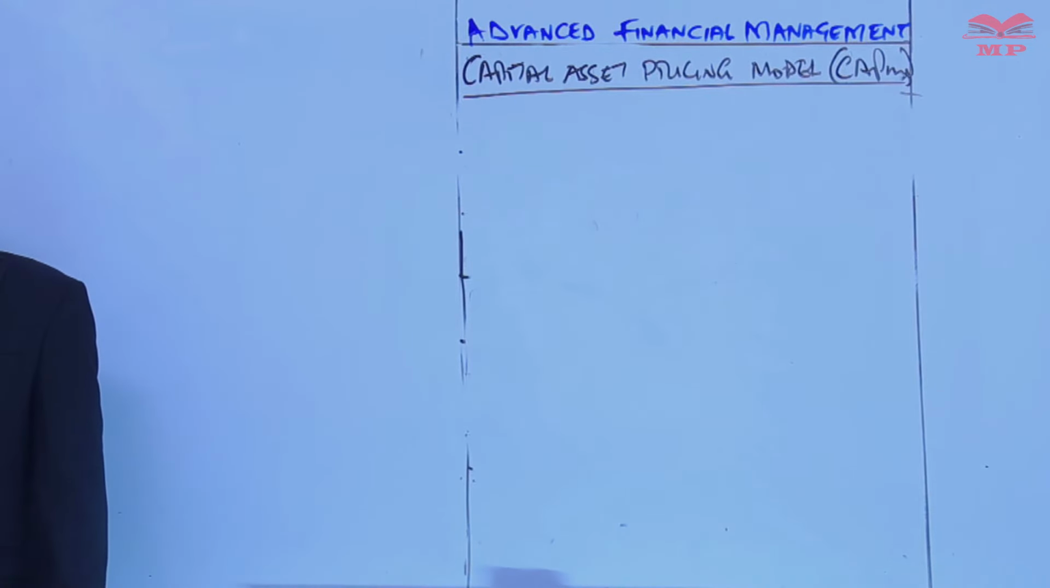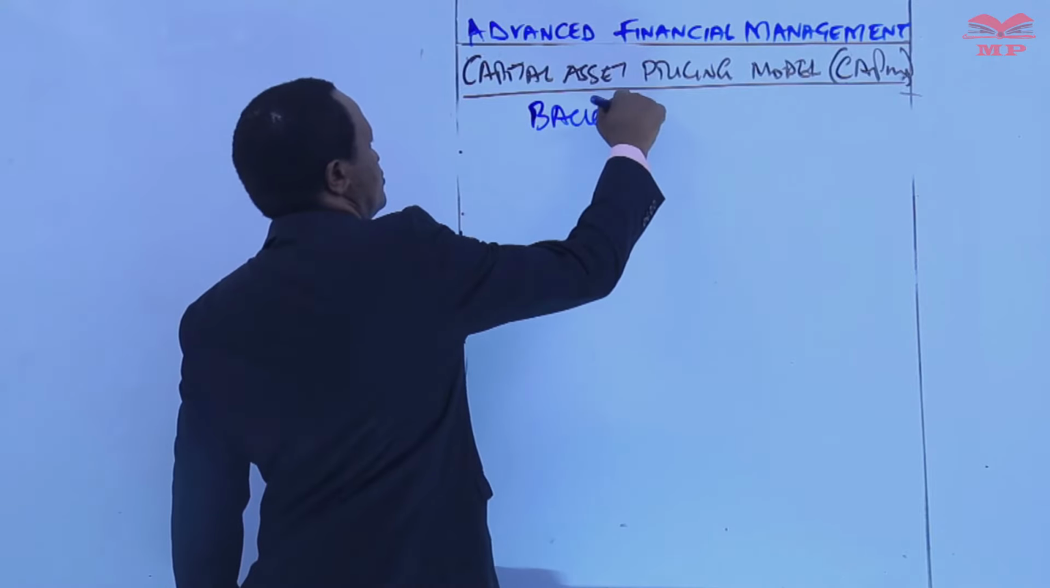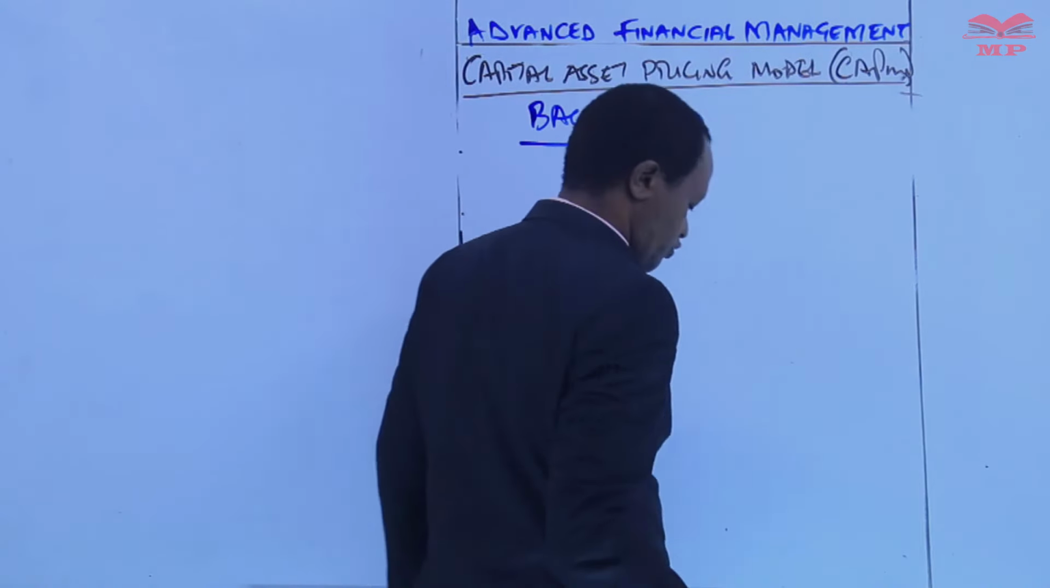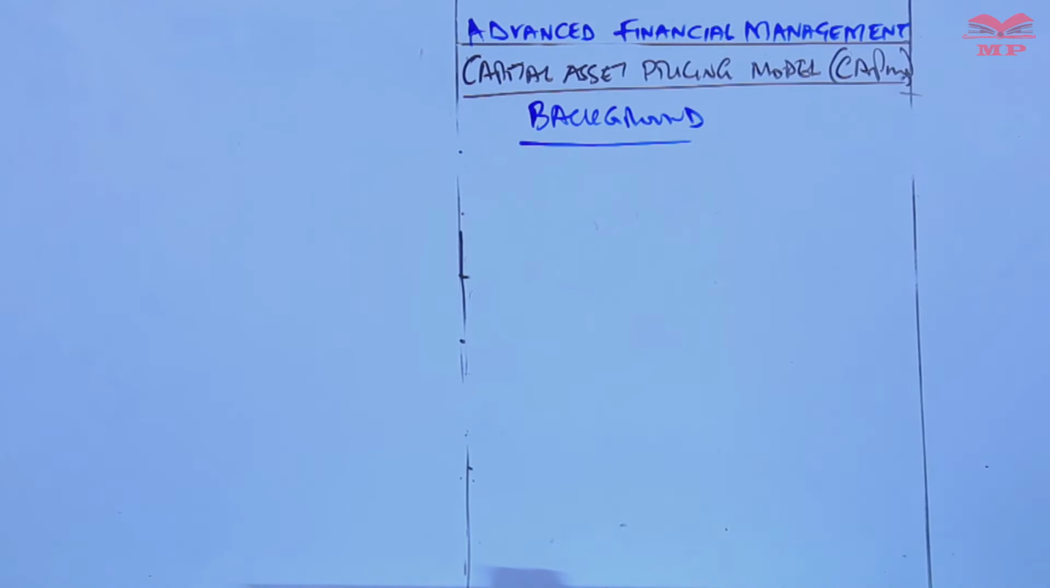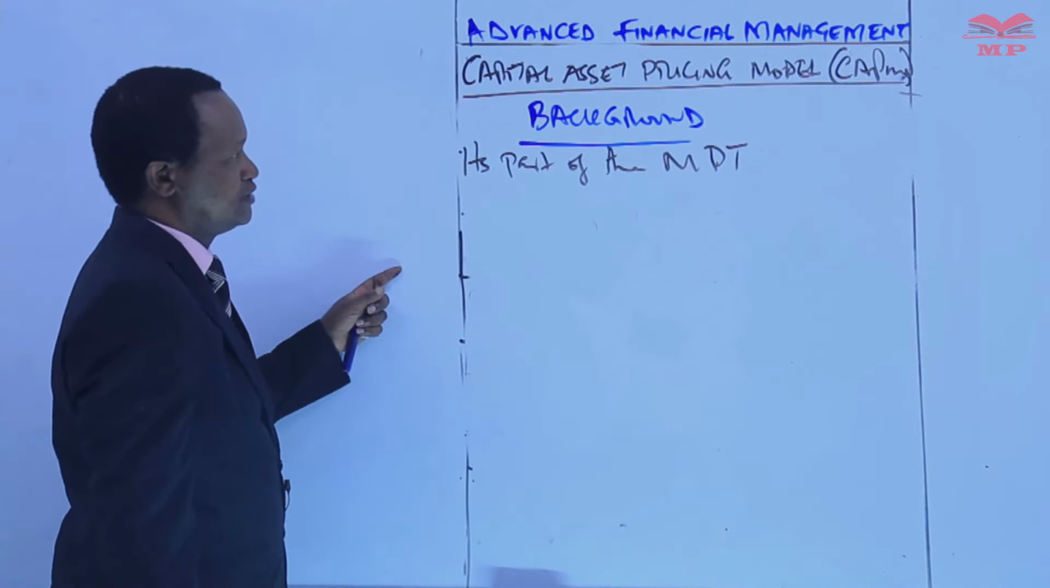So first of all, we need to understand the background of the theory. The background of CAPM, capital asset pricing model. Now, CAPM, first of all, as I mentioned, is part of the modern portfolio theory. Very important. It's part of it.